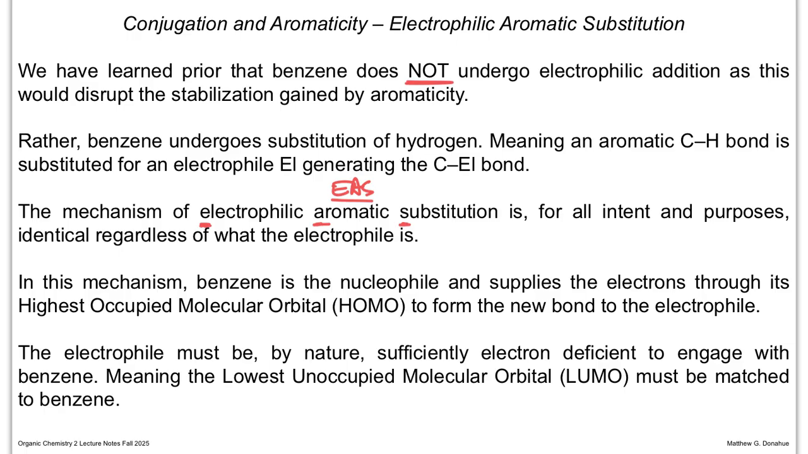So I'm not going to lead off with the mechanism other than to say that the ring itself is the nucleophile. That's the highest occupied molecular orbital, supplying electrons to the lowest unoccupied molecular orbital of the electrophile. So we want the benzene ring to be electron rich for things to be matched properly.